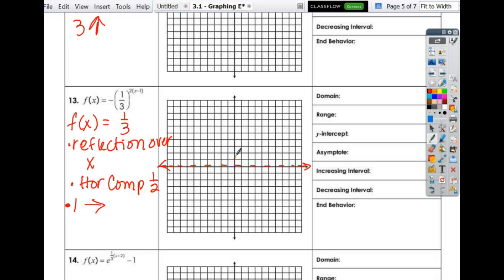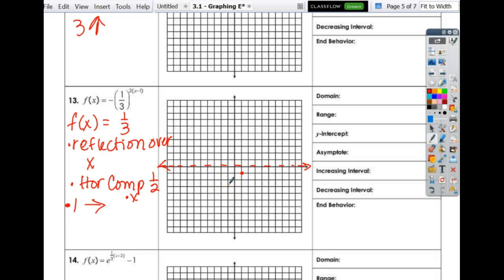The next, I'm doing 0, 1. Reflection over the x. That goes here. Horizontal compression. That means I'm multiplying times x. But my x is what? 0. So nothing. So I'm going to move it this way 1. So where's my next point? Do I want positive 1 or negative 1? Negative 1, because that flips the fraction. So I get negative 1, 3. So I'm going to reflect over the x-axis. So here.